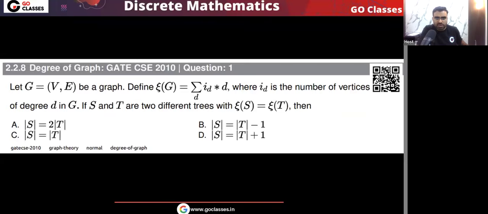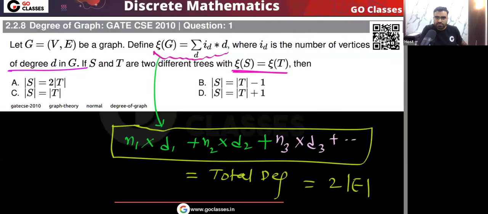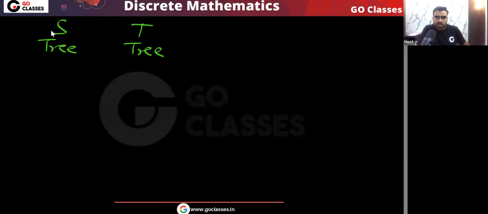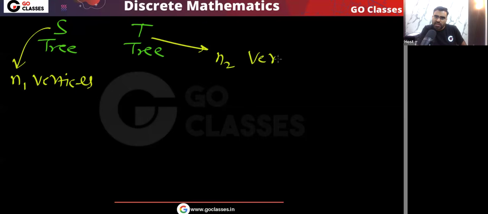Now the question is saying that S and T are trees, where the total degree is the same. Let's assume the number of vertices in S is n1, and the number of vertices in T is n2. Then what will be the total degree? The total degree is already the same. You know the total degree is equal to twice the number of edges.